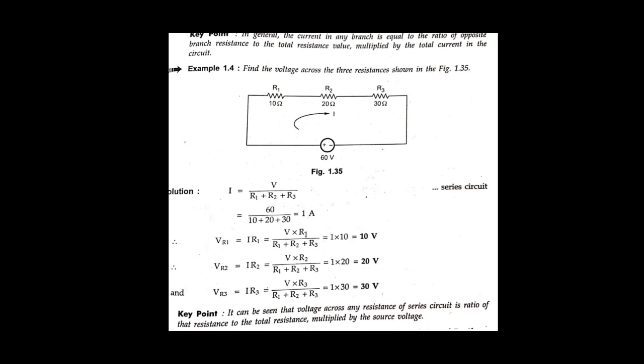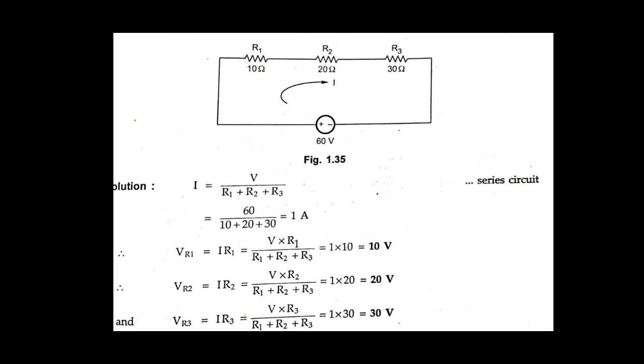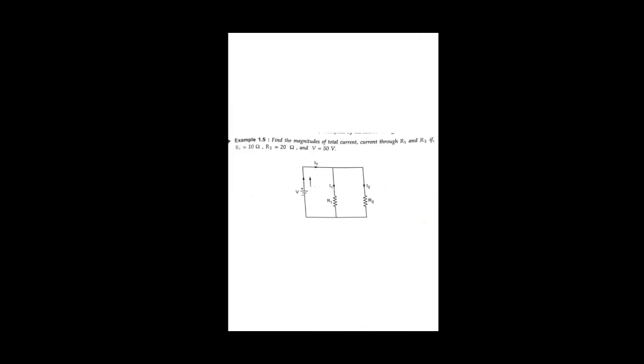As we know, you can apply Ohm's law to each resistance. Already we know that all three resistors are connected in series, so in a series circuit only one current flows through all the resistances. Before that, first we have to calculate the current I is equal to V upon R, where R is the equivalent resistance. The equivalent resistance is R1 plus R2 plus R3. V is already given as 60 volt.